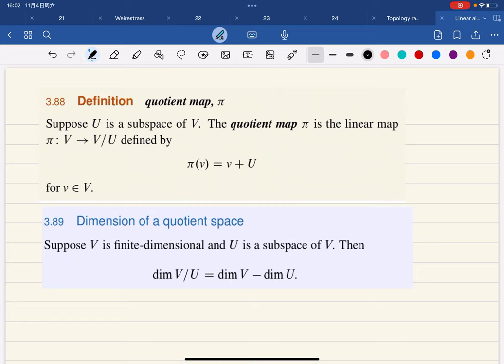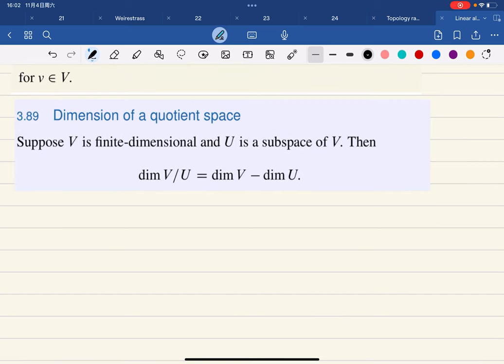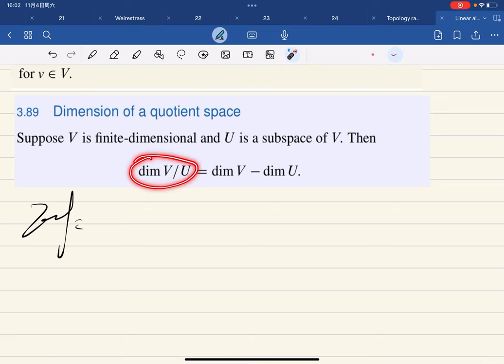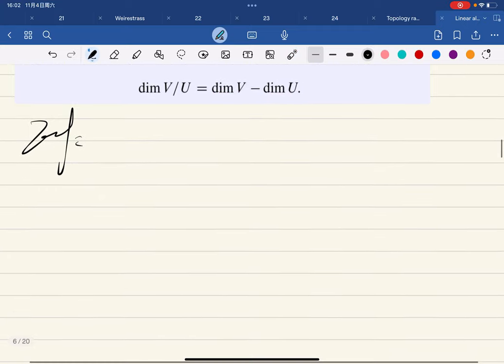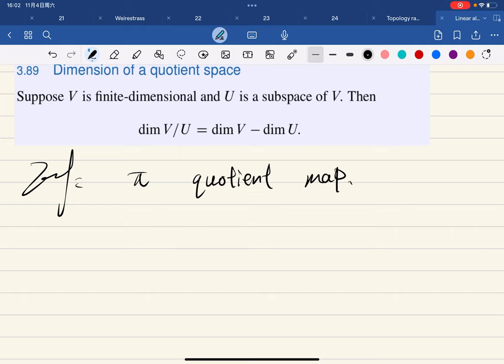And now we're gonna define a quotient map. It's a linear map defined by this. And we have some interesting result. The proof is basically, this result means that the dimension of the quotient space is the difference of the dimensions of the two spaces. This looks very, very beautiful, right? It's a beautiful result. So now, we first define pi to be the quotient map. Pi is the quotient map.